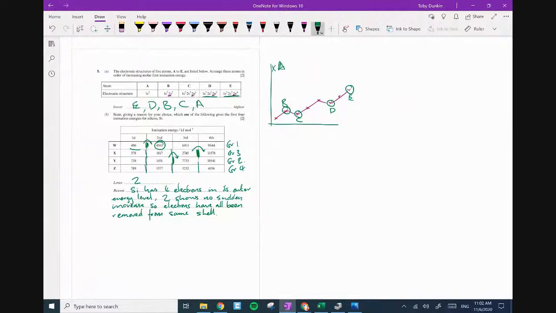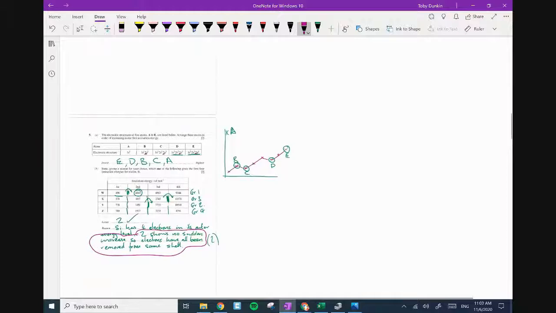Blimey, that last question, by the way, guys, is going to be only 2 marks, I believe. 1 mark for Z, and then 1 mark for simply saying Z shows no sudden increase in electrons, all have been removed from the same shell. That's actually the marks.